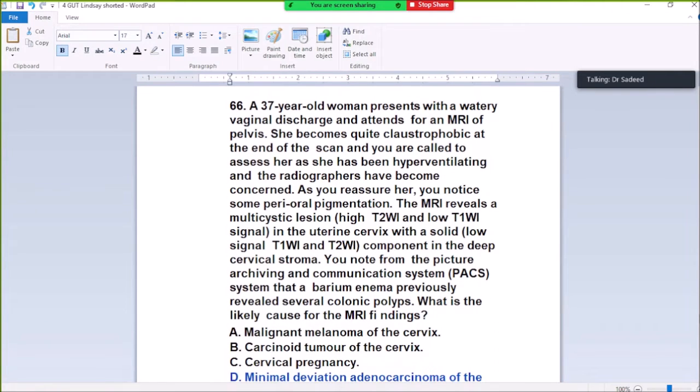Question 66. A 37-year-old woman presents with a watery vaginal discharge.